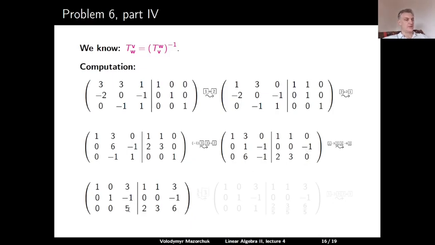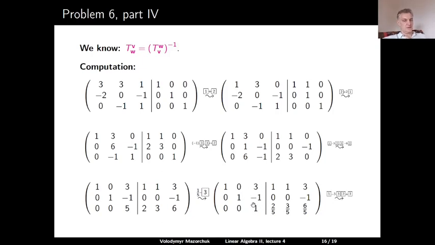So now we have 5 here. We have no choice. We have to divide by 5. So we divide the last row by 5. The first two rows remain the same, and the last row becomes 0, 0, 1, 2 divided by 5, 3 divided by 5, 6 divided by 5. So now we can use this one to kill everything else in the third column.